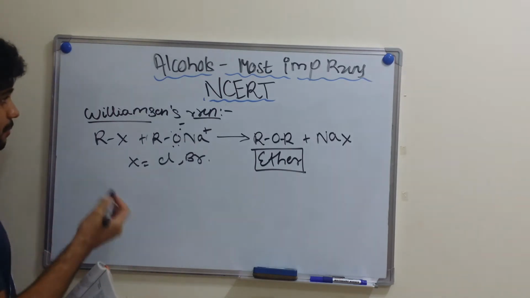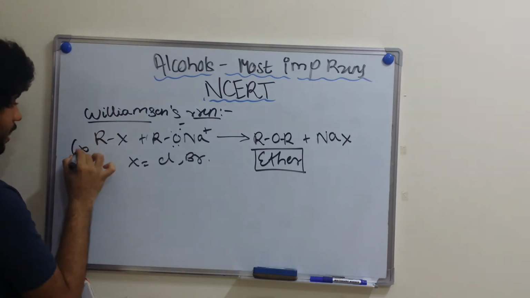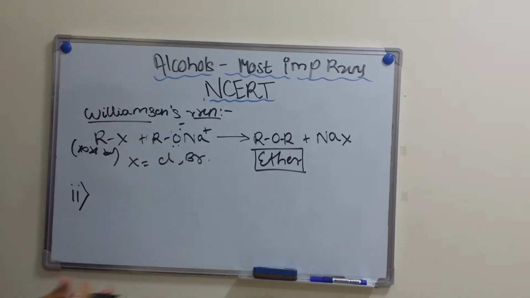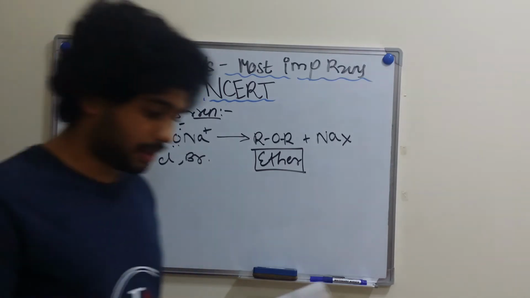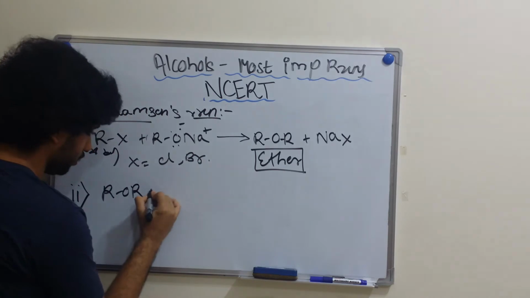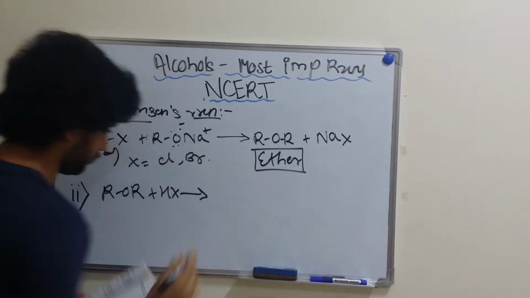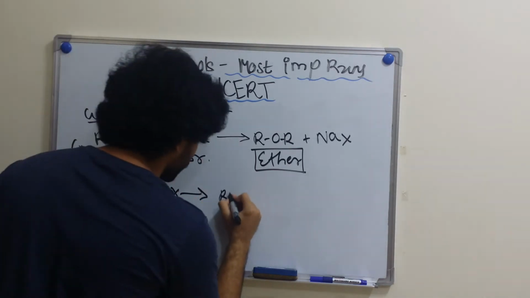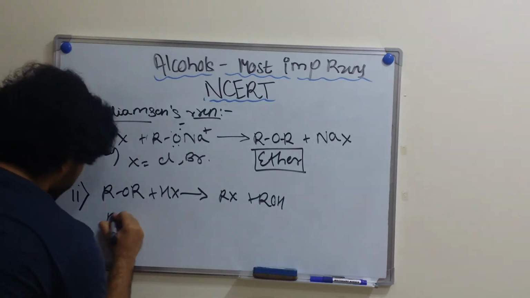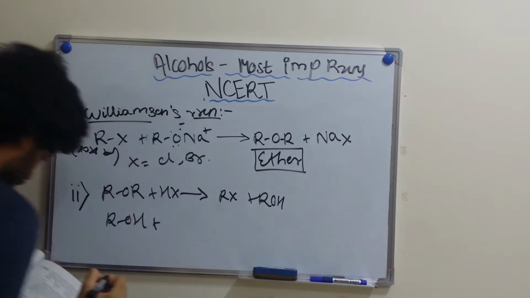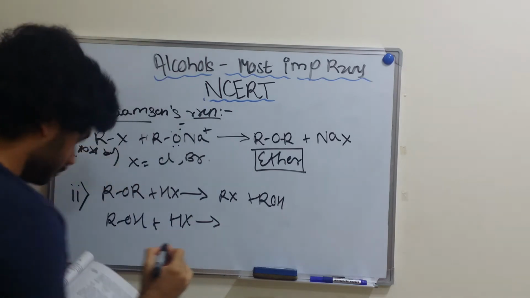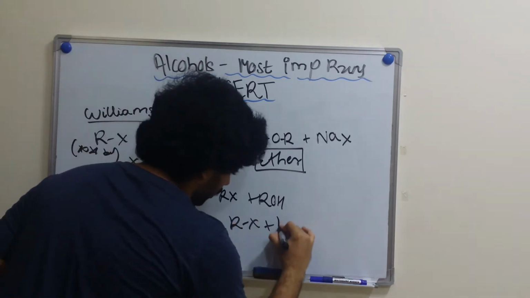Okay, now there is a subpart to Williamson's reaction. This is the main reaction. There is a subpart in this reaction that is very important. ROR plus HX will give you RX plus ROH. And further, ROH plus HX will give you RX plus water.